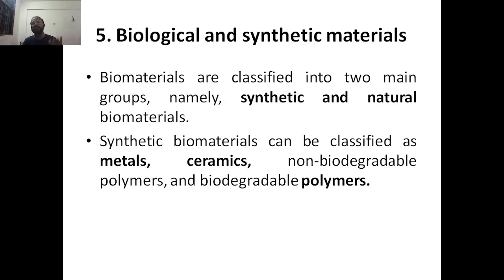So biomaterials are classified into two main groups, namely synthetic as well as natural biomaterials. Synthetic biomaterials can be classified as metals, ceramics, and non-degradable polymers as well as degradable polymers. We discussed in the previous topic the classification of biomaterials: metals, ceramics and polymers. And we also discussed natural polymers and synthetic polymers. Natural polymers are biodegradable in nature, whereas synthetic polymers include biodegradable polymers as well as non-biodegradable polymers.